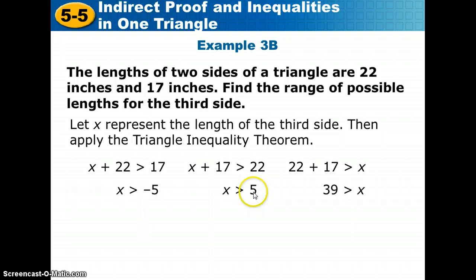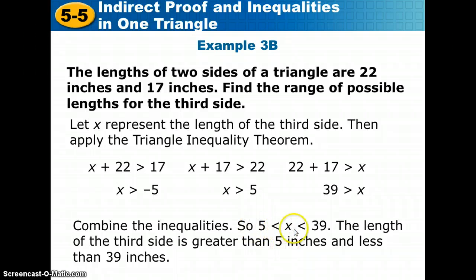X is greater than 5 is what we get when you add 17 plus x is greater than 22. And then our maximum value when you have 22 plus 17 is greater than x is 39. So the minimum value is 5, the maximum value is 39. So x is between 5 and 39. That length of the third side is greater than 5 inches and less than 39 inches.